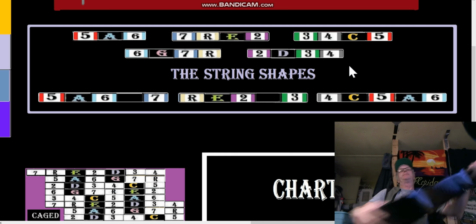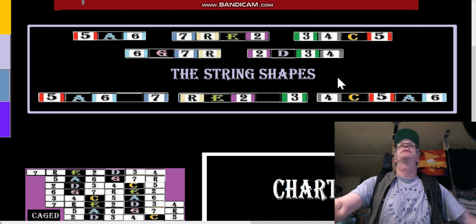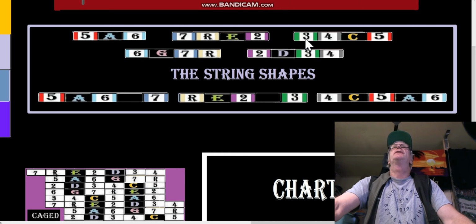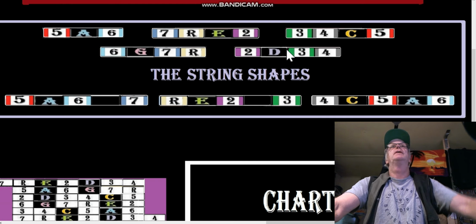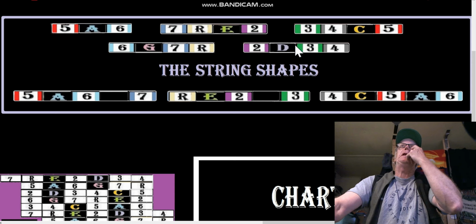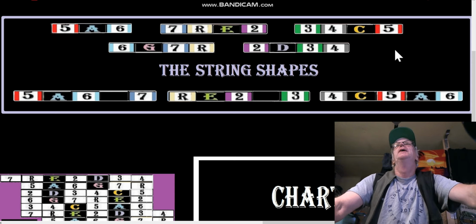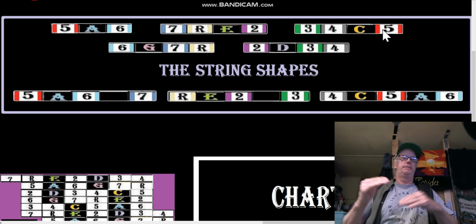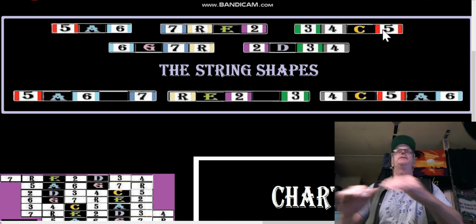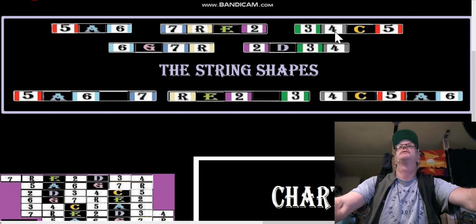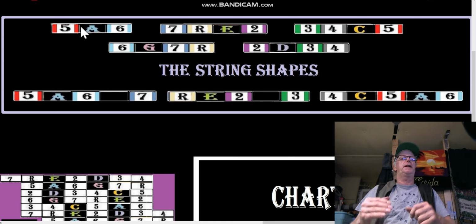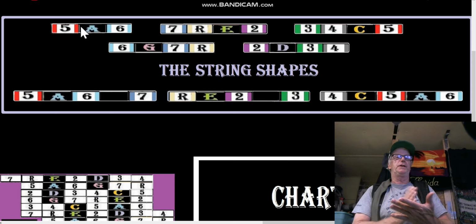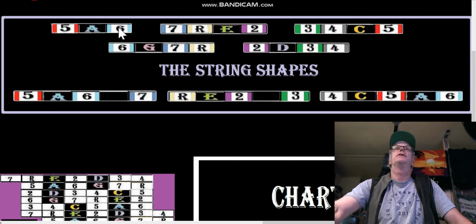And here's a nice representation of the string shapes. The only thing with this diagram right here is that I was too lazy to put them in order. Sorry. But here's the C. And it's important to be able to look at them in isolation too. Isolated, modularized. The C is 3, 4, 5. The A is 5, 6. It does follow CAGED, and you have to remember when you're doing CAGED, you can start it anywhere. So you might as well look at it starting with the A shape here.